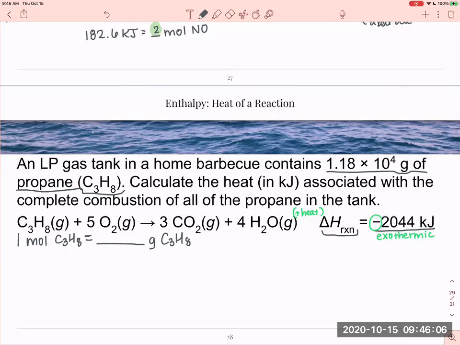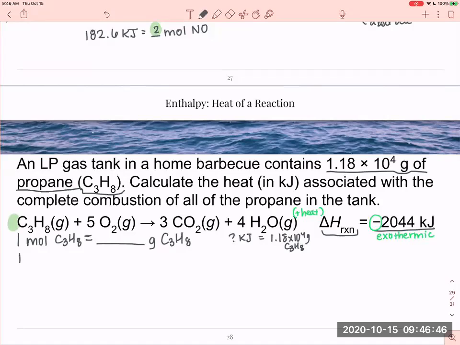So I want to know what's the heat in kilojoules associated with the combustion of all the propane in the tank. So how many kilojoules are equal to 1.18 times 10 to the 4 grams of this propane if I use all the propane? This is assuming I've got plenty of oxygen and I'm not limited by that. So they're saying here, if we use all the propane, that means my propane is my limiting reactant. So I really only need 2 conversions. I need a grams to moles, and I need a mole to kilojoule. And I know I can get that mole to kilojoule just by checking out my coefficient here.